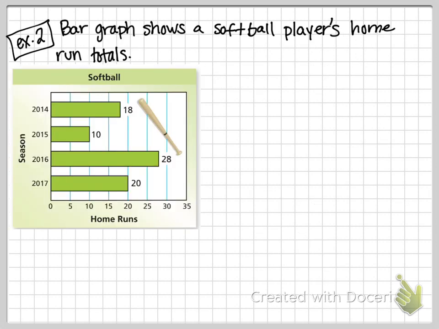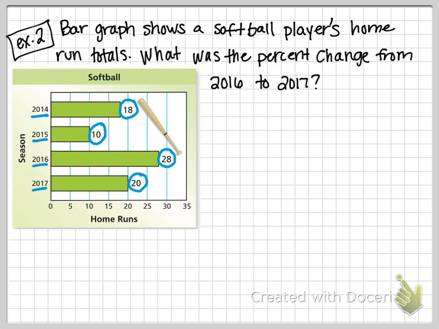All right, let's look at example 2. Another sort of real world application using a real world example. This one has a bar graph showing a softball player's home run totals. So you can see over on this side, we've got each year. Okay, so 2015, 16, 17. And then we have the softball player's total home runs in that year. Okay, here's what the question asks. What was the percent change from 2016? So we're going to take that 28 home runs in 2016 as compared to 2017.